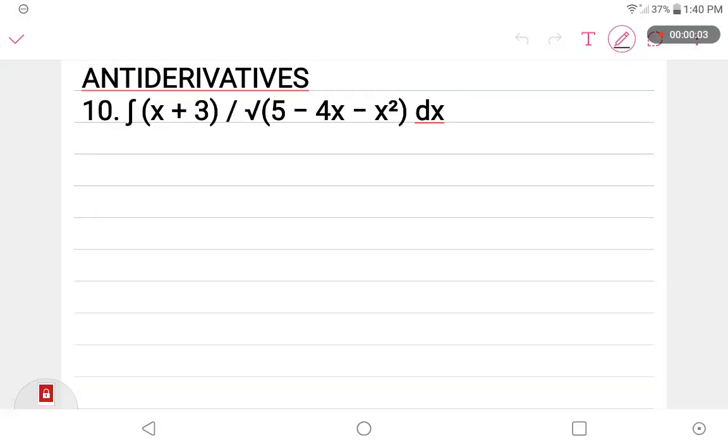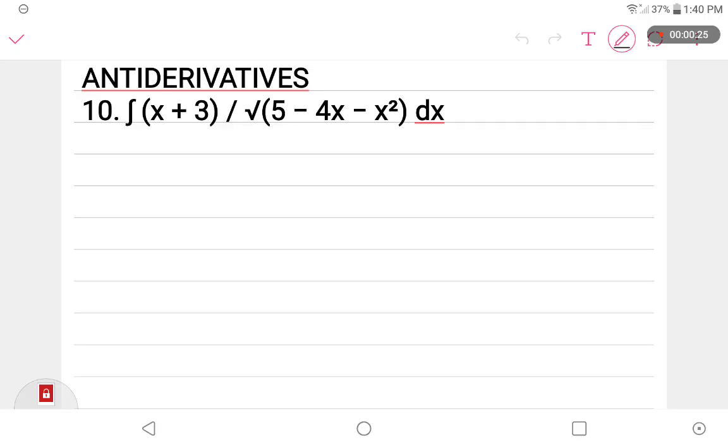Good day everyone, and today we're going to solve another problem involving antiderivatives. What we have now is the integral of (x + 3) divided by the square root of (5 - 4x - x²) dx. The first thing we notice is that we have a quadratic expression inside the square root, so we will complete the square first to simplify this.